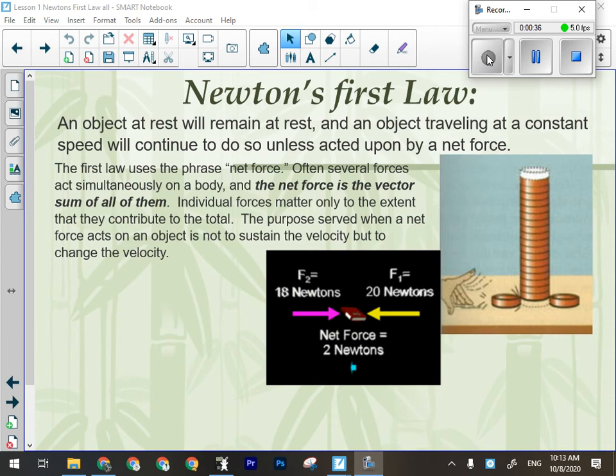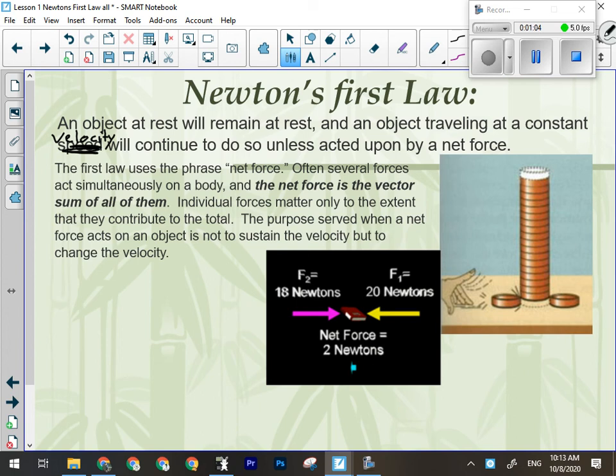Okay. So Newton's first law states as follows. An object at rest will remain at rest. An object traveling at a constant, it should say velocity, not speed, will continue to do so unless acted upon by a net force. Now, why is it important that I say this should say velocity and not speed? Yeah, it needs to be going the same direction.